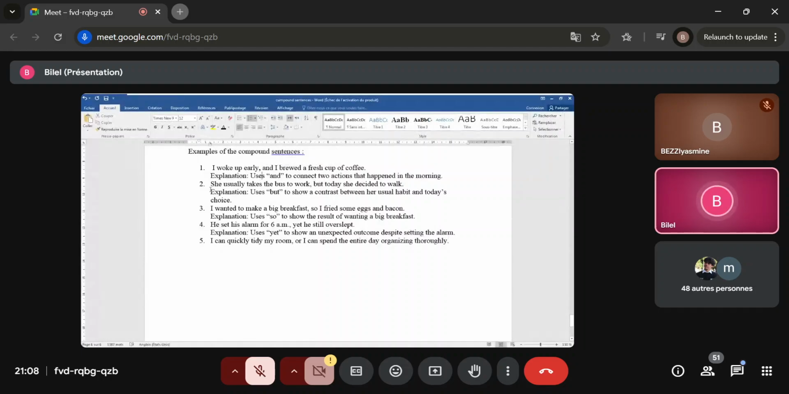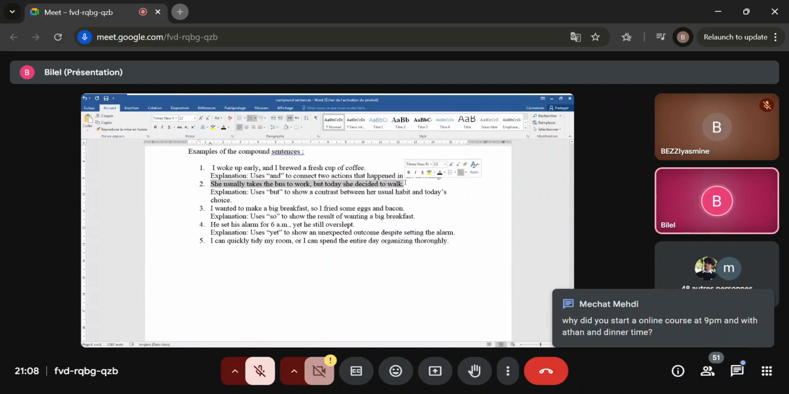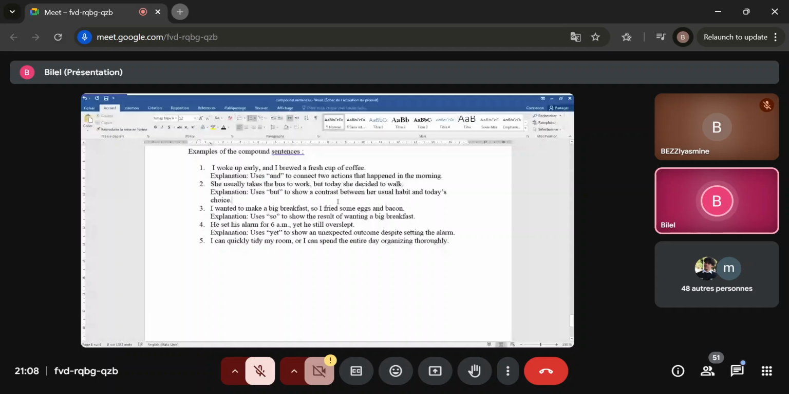This is another example. All of it is a compound sentence. Why? Because we have got the first independent clause, this one, and another independent clause, this one, joined by the coordinating conjunction but, and always remember that before but there is a comma. Always before the coordinating conjunctions we have got a comma.